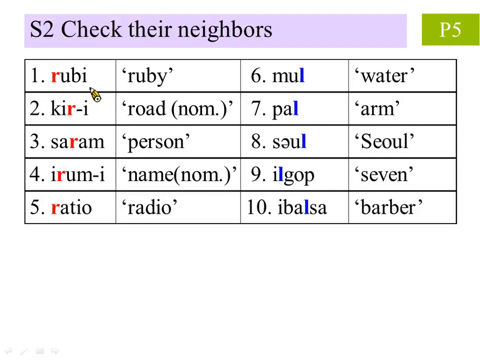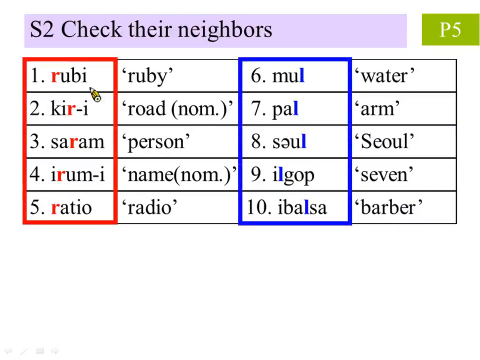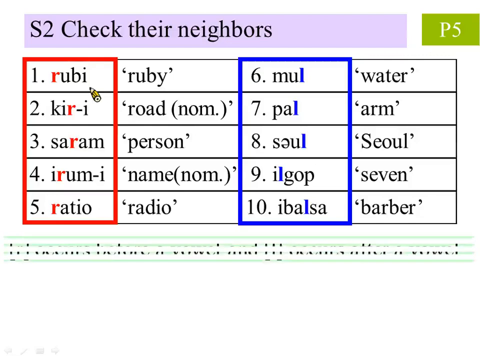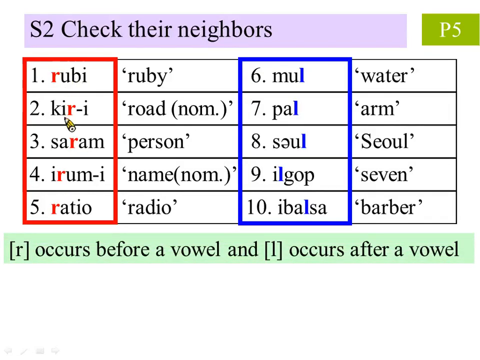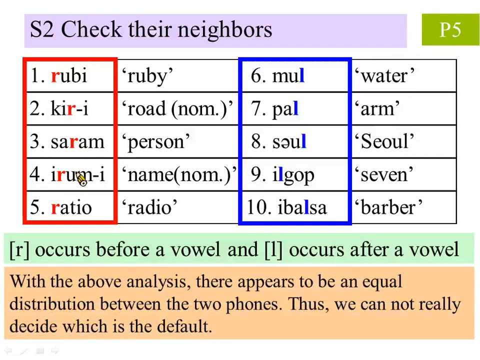In step 2, we check the neighboring environments of the two sounds. They are marked in red and blue respectively. If we observe the patterns, we find that the sound occurs before a vowel, and the sound occurs after a vowel. With the above analysis, we can clearly see that the two sounds are in complementary distribution. However, because there appears to be an equal distribution between the two phones, we cannot really decide which one is the default.